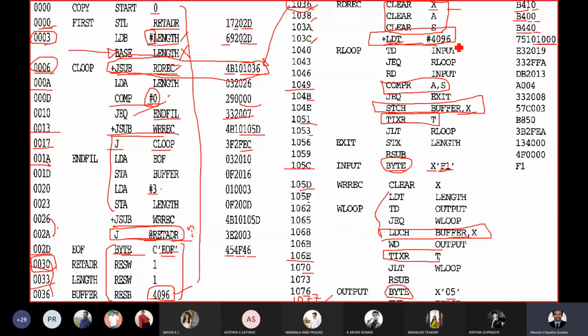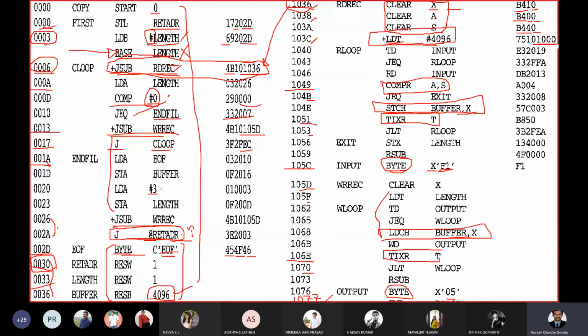But that 4096 will be represented in hexadecimal, so it will become 1000. And that 1000 requires only 16 bits, but you have to make it 20 bits, so you write it as 01000. Right, again moving towards TD input.